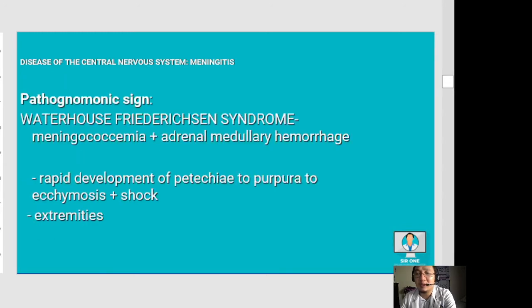The pathognomonic or characteristic sign of meningitis is Waterhouse-Friderichsen syndrome. This is caused by adrenal gland failure due to adrenal gland bleeding. The manifestation is a rapid development of petechiae, or pinpoint rashes, leading to purpura, to ecchymosis, plus shock. This purpura is usually not pink or red but black because it involves bleeding, and the purpura and petechiae are usually found in the extremities. I think I have a picture here which I can show later in this presentation.